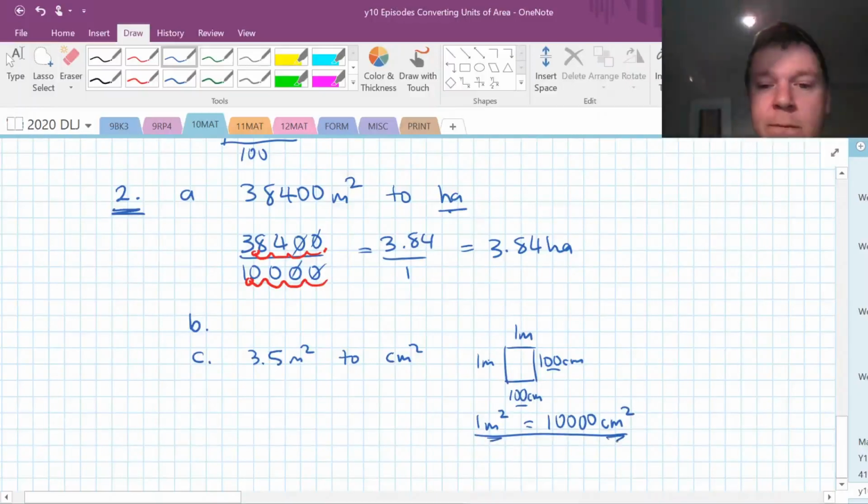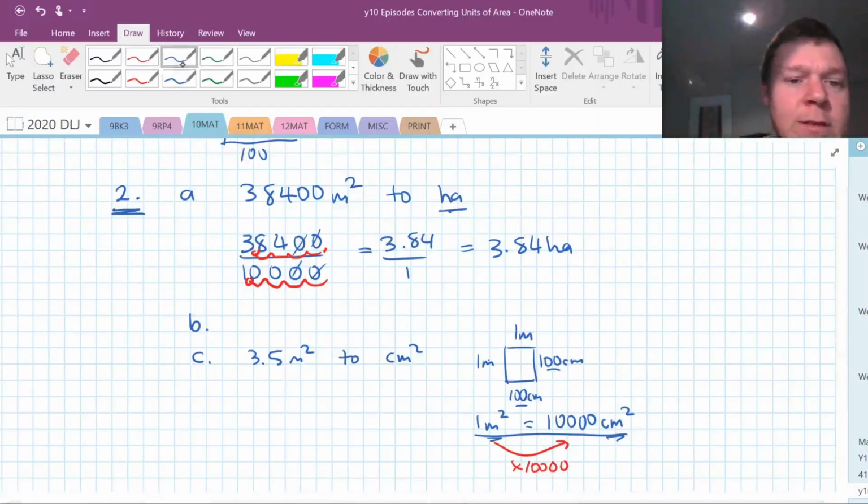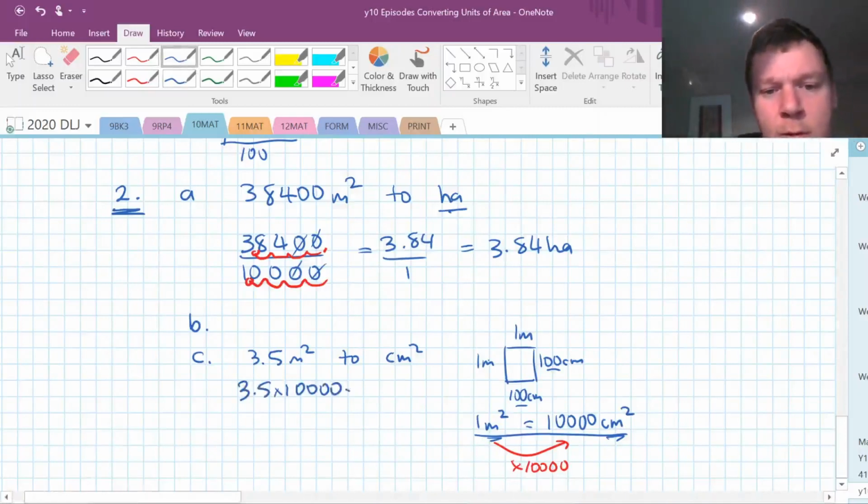So if we're going from meters to centimeters, what have we done? We multiplied by 10,000. So 3.5 times 10,000 equals 35,000.